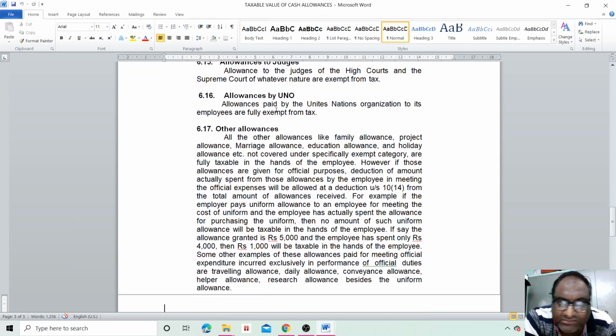So these were the allowances which are taxable or partly taxable in India. I hope you have understood all this.